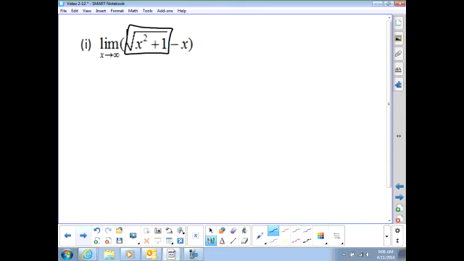Square root of x squared plus 1 is very close to being just plain old x, because square root of x squared would just equal x. Square root of x squared plus 1 is very, very similar. So, for example, we know that 1,000 squared would just have 6 zeros.